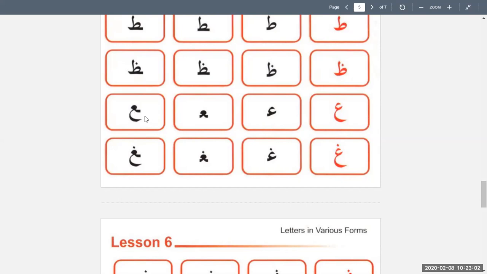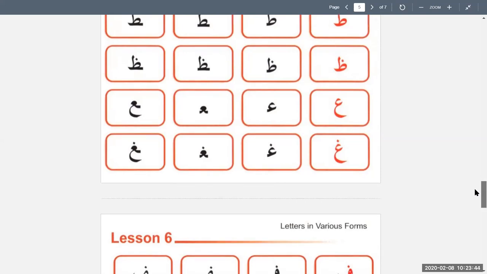And having the flat top will help you to recognize it as an ain or a ghain. Because when we get to fa and qaf, you have a rounded top. And I'll show you that when we get there. But here, by making it a flat top, it will signify to you that that is an ain or a ghain. Okay? Let me know when you're done. Okay, I'm done.